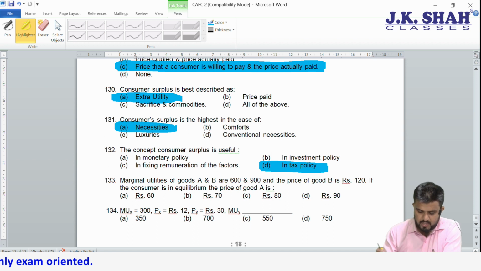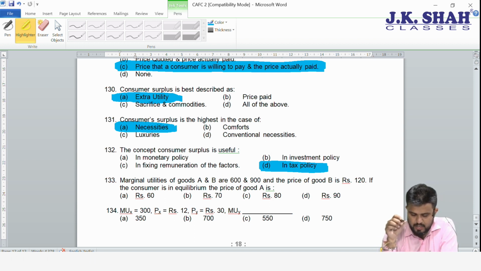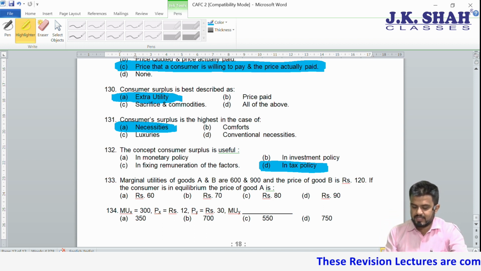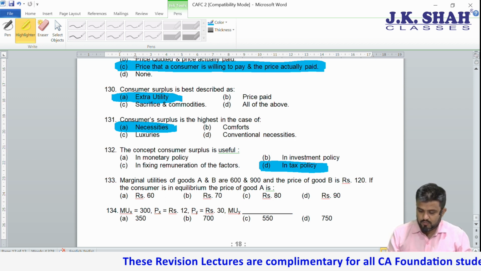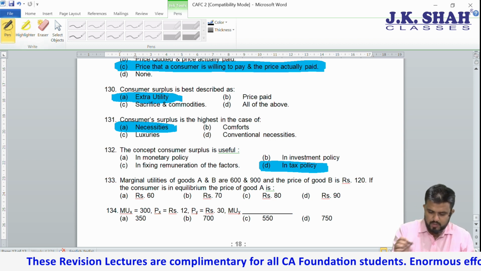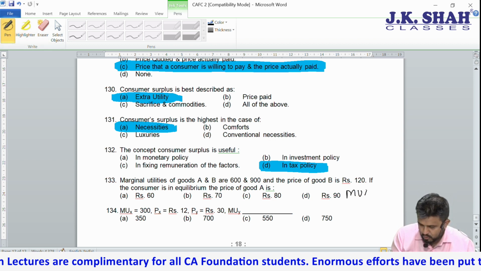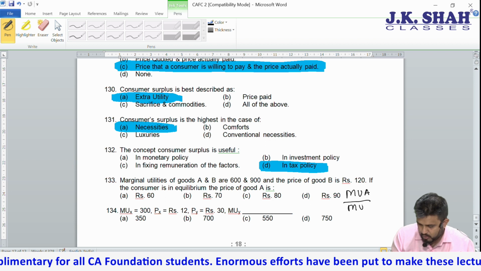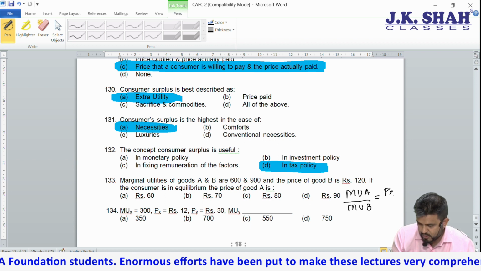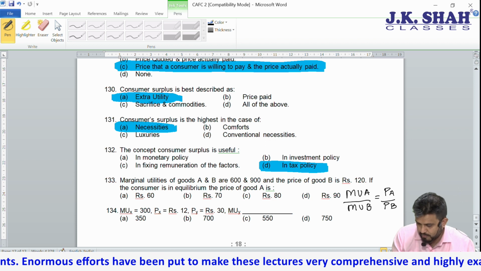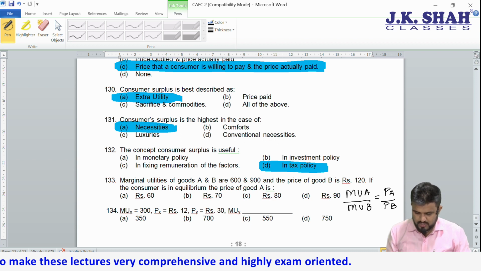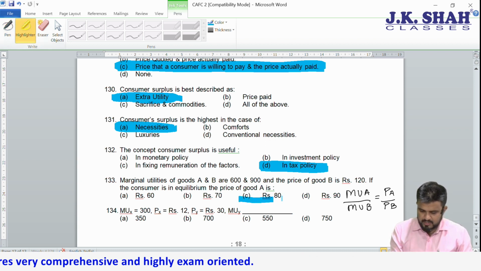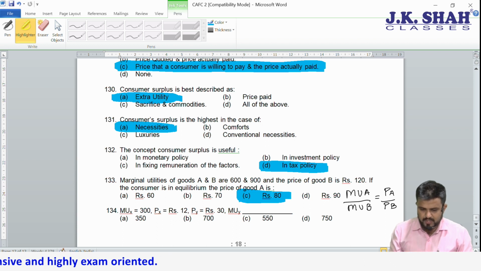133. Marginal utility of goods A and B are 600 and 900. The price of good B is rupees 120 if the consumer is in equilibrium. Price of the good A is, students, you will use this formula, MU of A upon MU of B equals to price of A upon price of B. Just substitute the number, you get the answer for this. And here the correct answer is C, that is rupees 80.